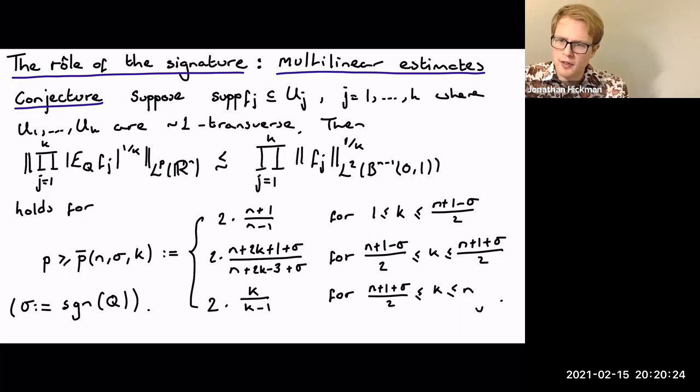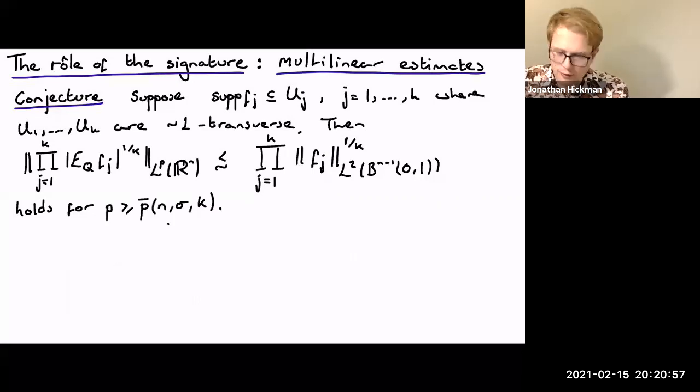As I mentioned, we have rather a complicated exponent appearing in this conjecture. At the moment, I just want to highlight that it, of course, depends on n and k, the ambient dimension and the degree of multilinearity, but it also depends on sigma, which is the signature of the quadratic form. And so in contrast with the linear theory and the multilinear setup, the signature plays an essential role in the sense that it appears in the range of estimates that we're shooting for.